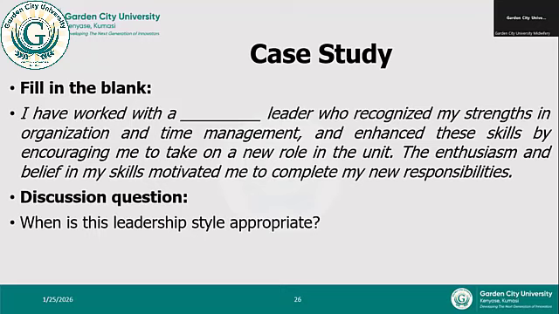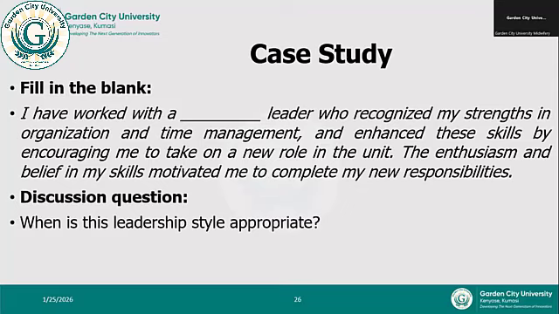All right, so let's do a case study. You know, I like case studies. So let's do this case study and see whether we have followed well what I have been speaking. I have worked with a leader who recognized my strengths in organization and time management and enhanced these skills by encouraging me to take on a new role in the unit. The enthusiasm and the belief in my skills motivated me to complete my new responsibilities.